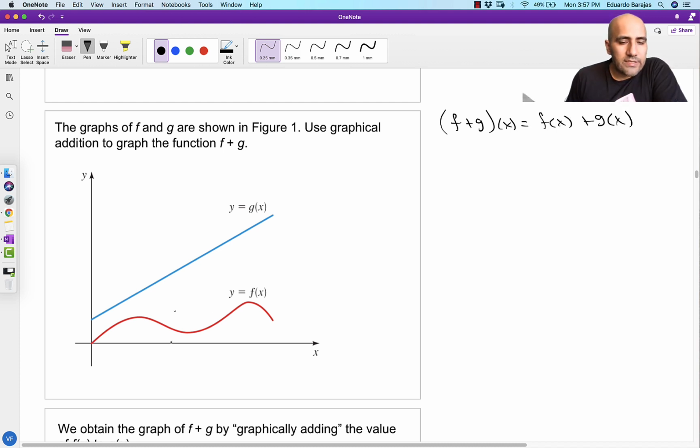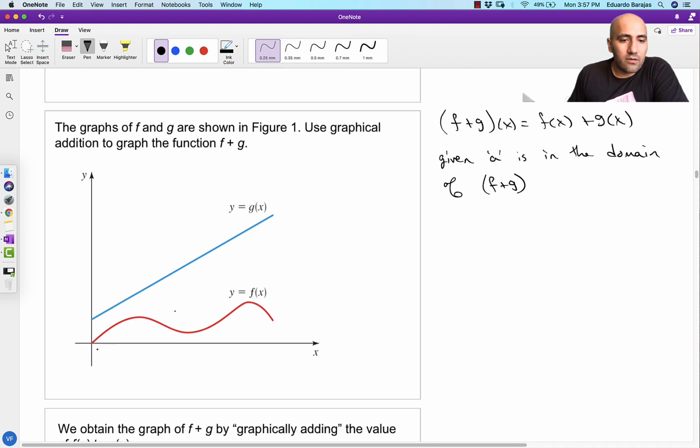Okay, so what we have to do is think about the resulting function that's going to come from a point-by-point basis. So we use x way too much, so let's say a is in the domain of this new function f plus g. That means it must be a value in the domain of f, and it must also be a value in the domain of g.